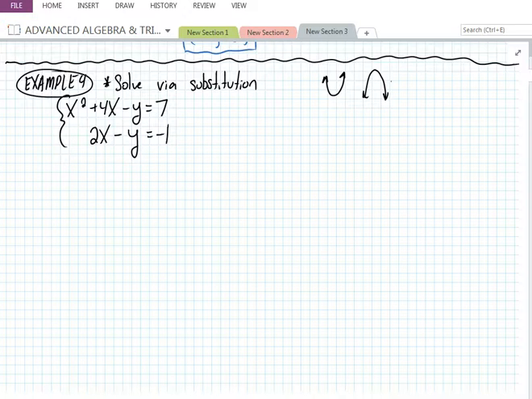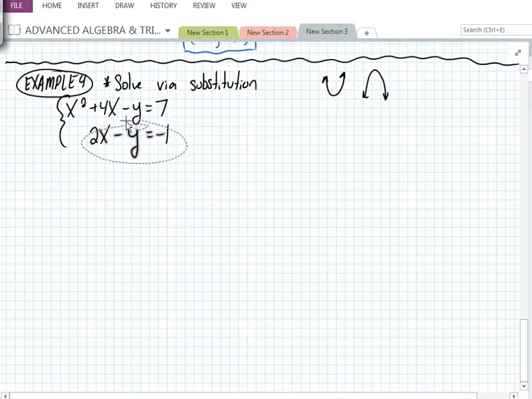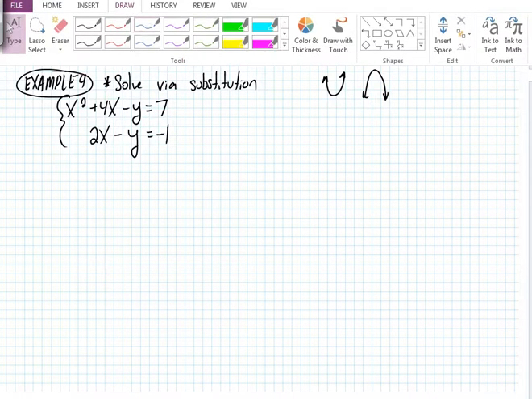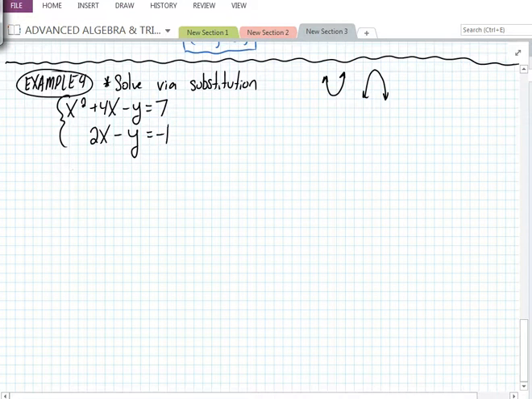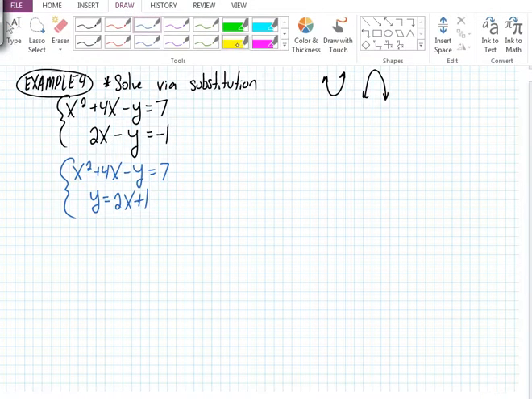But let's just go through the analytical or the algebraic approach. The key here is looking at the second equation. Clearly the easiest variable to isolate is going to be the y. So I'm going to do that. We'll start out by just rewriting the first equation unchanged. Now isolating y, that will give us y is equal to 2x plus 1. Now we're ready for our substitution. You just have to be careful with all of your algebra and distributing the negatives.